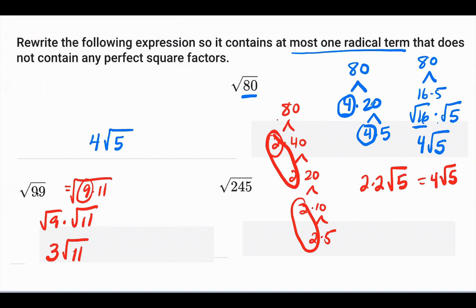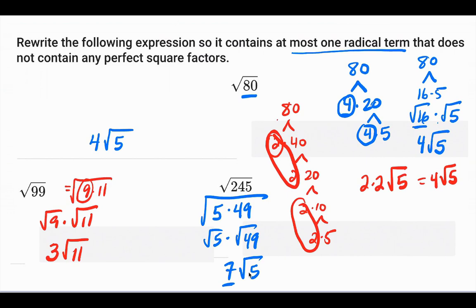245. So on this one, I'm not sure, but I know 5 goes into it. So I'm going to try 5 first. We don't have to know exactly. And I see that's 5 times 49. Well, that was handy because square root of 5 times the square root of 49, we know the square root of 49 is 7. So that's 7 times the square root of 5. Now you always want to put the non-radical term first and then the radical term second.